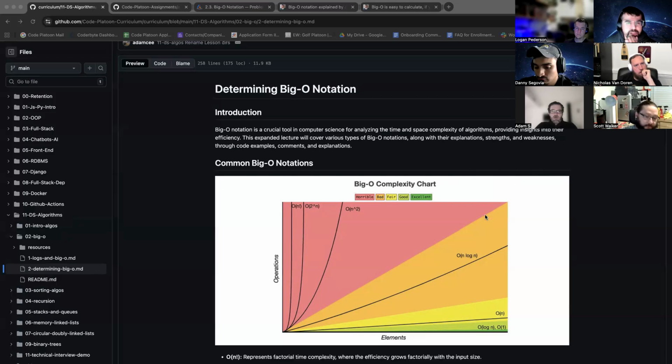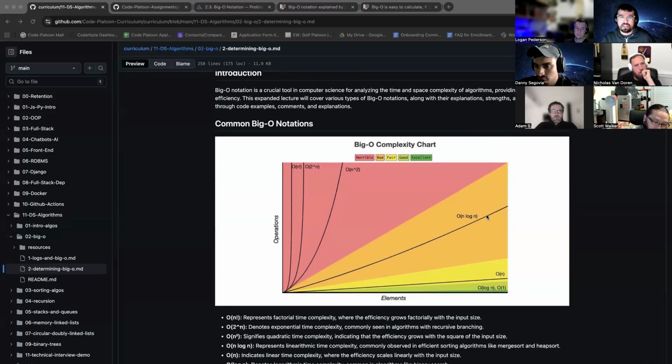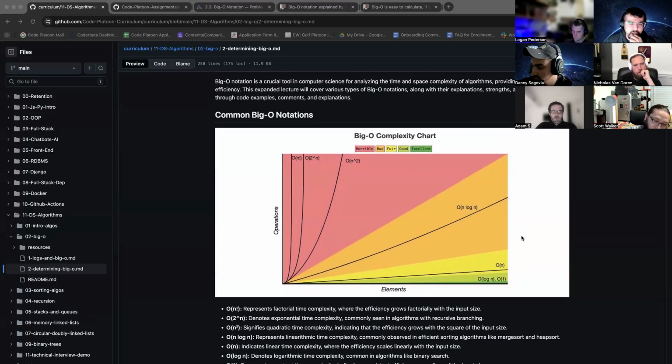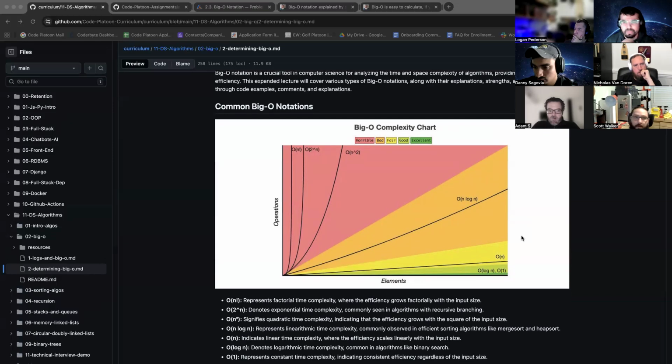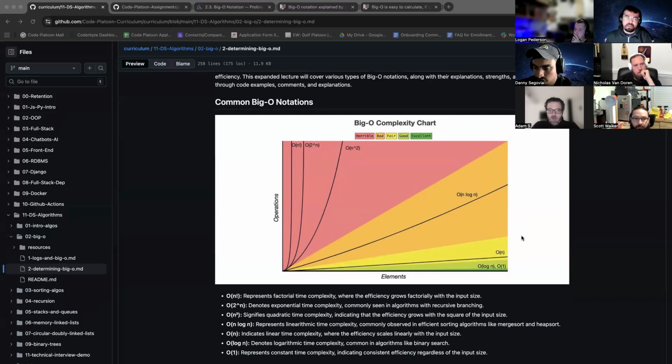Alrighty, introduction. Big O notation is a crucial tool in computer science for analyzing how efficient an algorithm is. Did you guys talk about space and time at all? Big O in terms of space and time? No. Okay. In terms of time is how long does it take to run? In terms of space is how much space does it take in memory? That's it. Just keep that in mind.